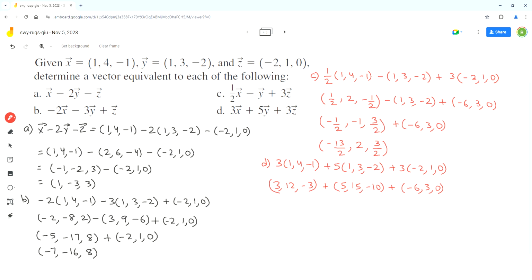Now we can add the first two vectors. So we'll add their x, y, and z components. So for x components, we'll add 3 and 5. Next, we'll add the y components. Next, we'll add the z components. Now we can add these two vectors. So this should be the final answer for part D. So these are the steps you have to keep in mind to solve a problem like this one.